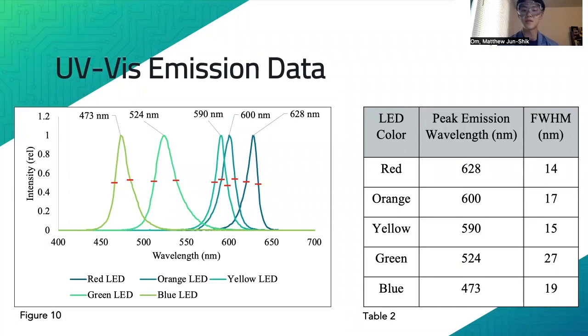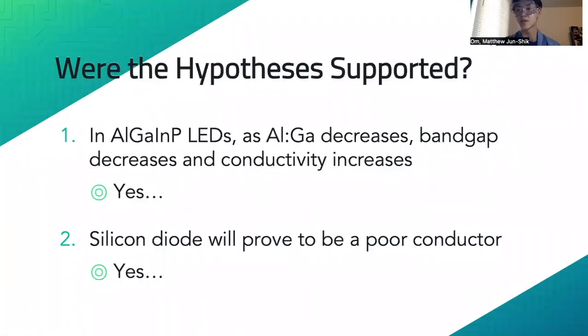Looking back at the UV-Vis emission peaks, while most were similar in width, the green peak had a significantly larger width. There are multiple potential explanations for this, but the most likely one is thermal broadening, which is caused by atoms having faster movement due to increased temperature. Let's now revisit the original hypotheses made. The first hypothesis was supported by the data because the trend for the red, orange, and yellow LEDs was that as the amount of gallium increased, the band gap decreased, which means greater conductivity. And this corresponds to periodic trends and electron band theory.